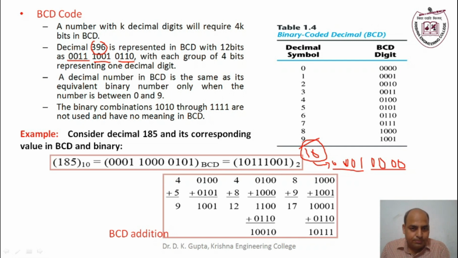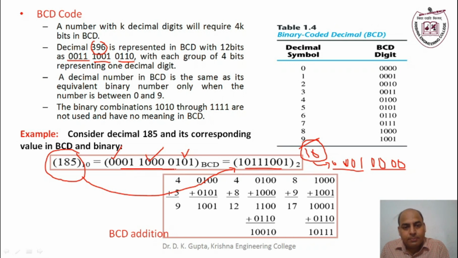Now here we have shown one example where BCD is used. For 185, we write 1, then 8, then 5, and this is the equivalent BCD. But whenever we want to convert this decimal number into the equivalent binary, as we did in the last lecture, the equivalent binary is 10111001. So this is the equivalent binary and that is the equivalent BCD code for 185 base 10.